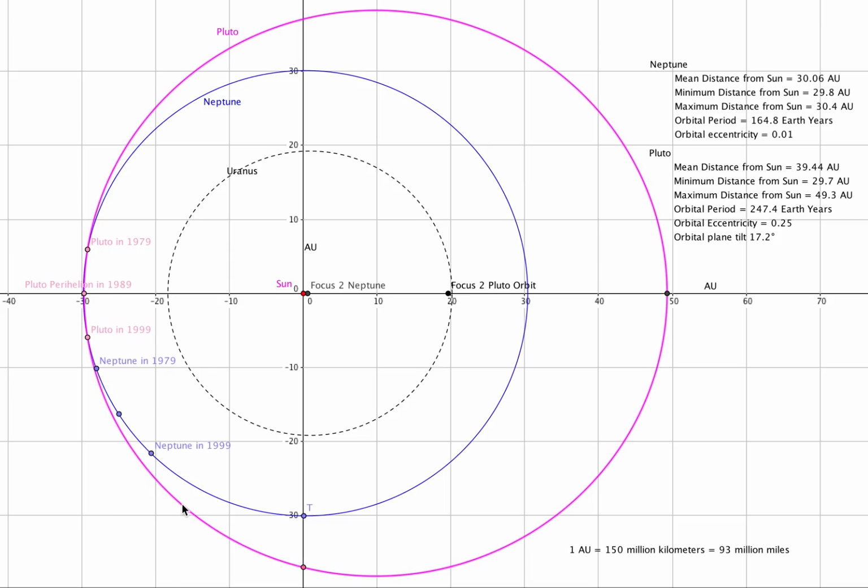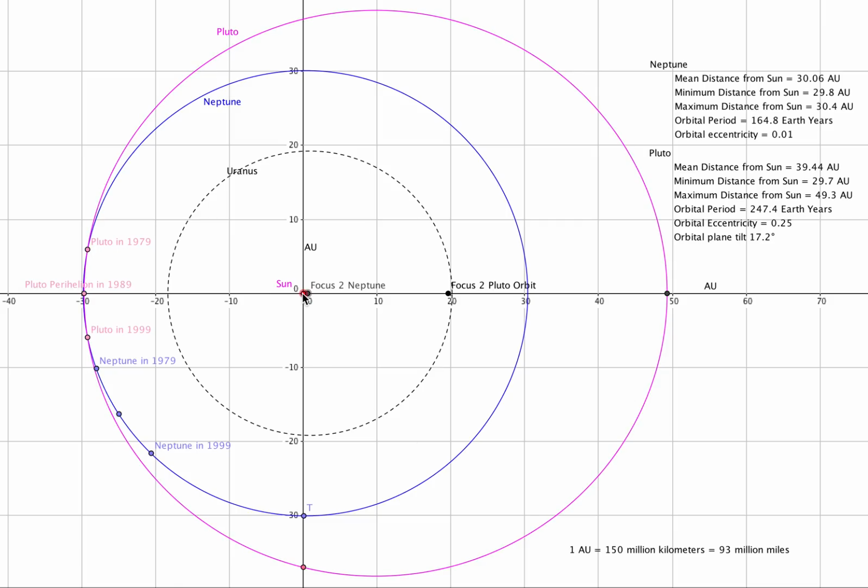Here is Pluto's orbit. And as you can see, it is highly eccentric. At its perihelion, that is closest to the Sun, it's around 30 AU. At its aphelion, it's close to 50 AU. Its orbital eccentricity is 0.25. Highly, highly eccentric.